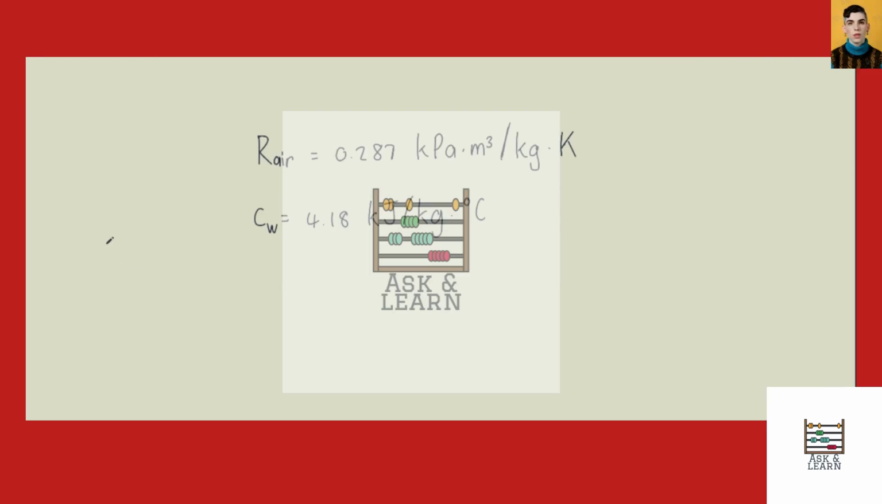In this problem, we have 1 ton of liquid water at 50 degrees Celsius, which is brought into a room, and we want to calculate the final equilibrium temperature in the room. We assume that the room is well insulated and well sealed, and the thermal properties of water and air are constant. Now, the gas constant of air, R, is 0.287 kilopascal meter cube per kg Kelvin, and the specific heat of water at room temperature is 4.18 kilojoule per kg degree Celsius. These we get from our tables.